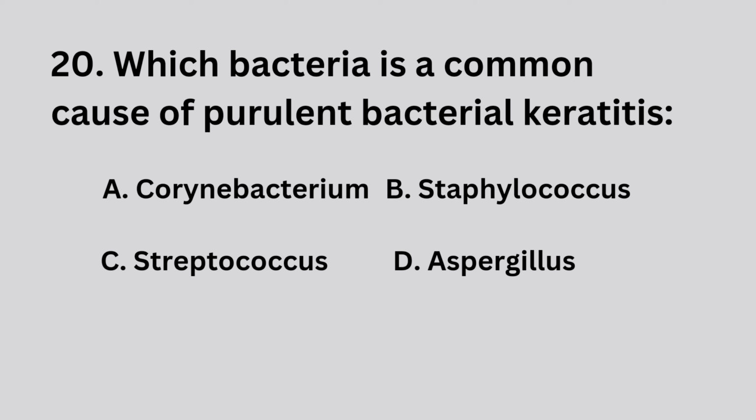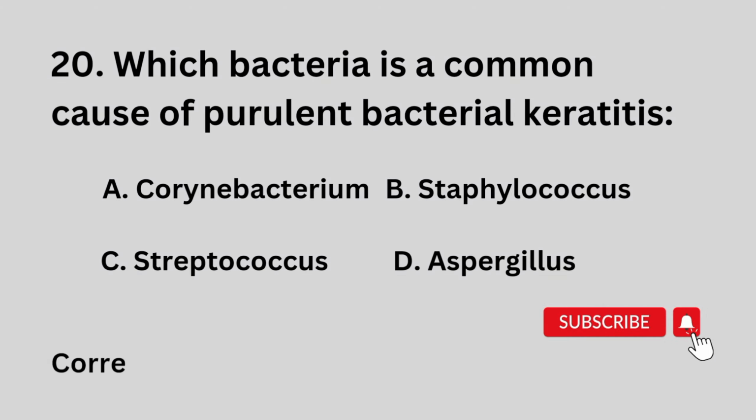Next question. Which bacteria is a common cause of purulent bacterial keratitis? Option A, Corynebacterium. Option B, Staphylococcus. Option C, Streptococcus. And option D, Aspergillus. The correct answer is option A, Corynebacterium.